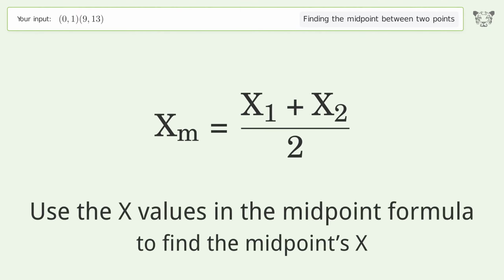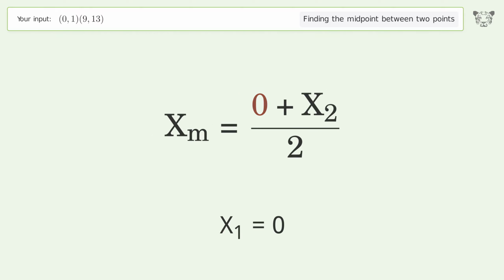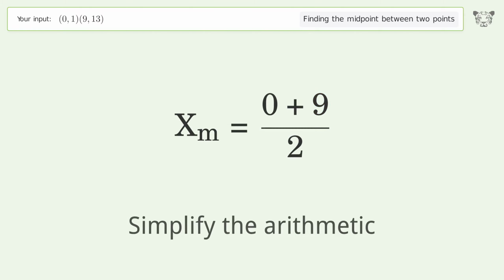Use the x values in the midpoint formula to find the midpoint's x. x1 equals 0. x2 equals 9. Simplify the arithmetic.